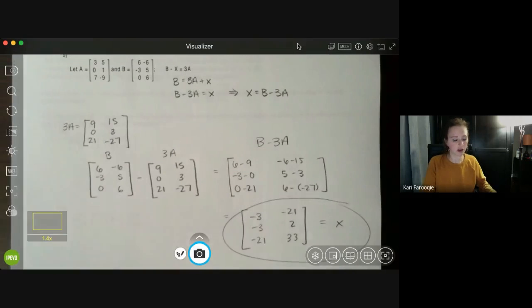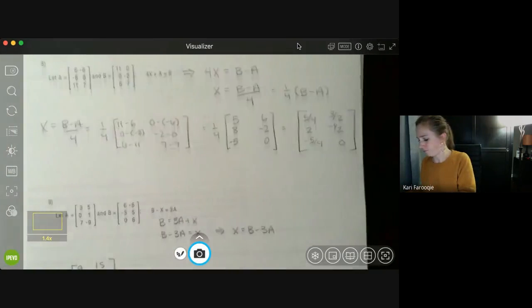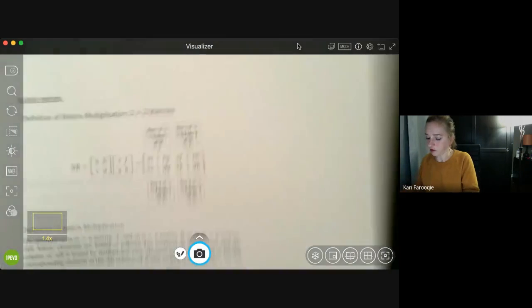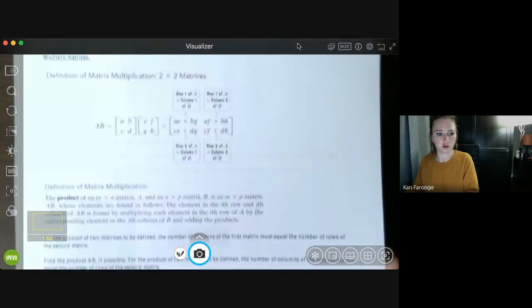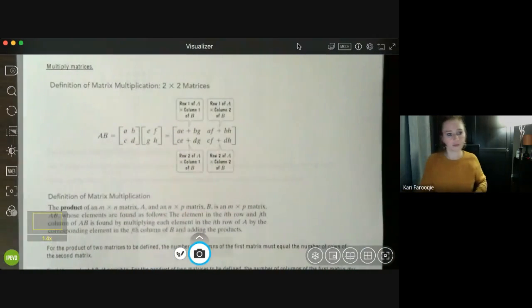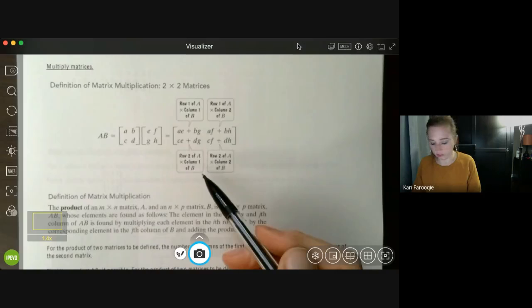Then let's talk about how to multiply matrices. Of all the things you're going to do in 6-3, this is the trickiest, but it's certainly not as tricky as row operations. Certainly not as involved. Now, there's a definition here, and this assumes that you're multiplying 2 by 2 matrices.